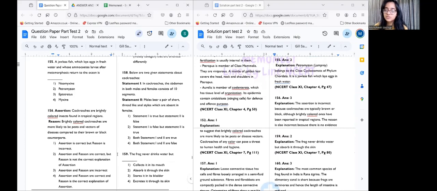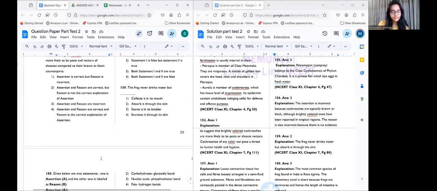Both the assertion and reason are incorrect. So the assertion is incorrect. Why? Because cockroaches are typically brown or black. They are not brightly colored, right? Although brightly colored ones have been reported in the tropical region. So cockroaches are typically brown or black, but bright ones are also present. The assertion stating that cockroaches are brightly colored insects is false, because not all cockroaches are brightly colored. And the reason is incorrect because there is no evidence to suggest that brightly colored cockroaches are more likely to be pests or disease vectors. Cockroaches of any color pose a threat to human hygiene. This is answer number 3, where the assertion and reasoning both are incorrect.